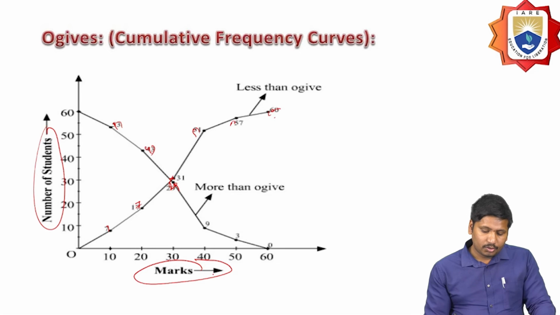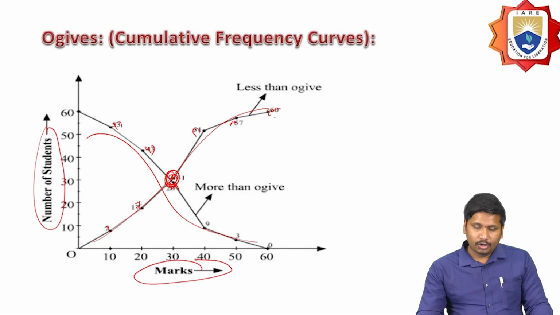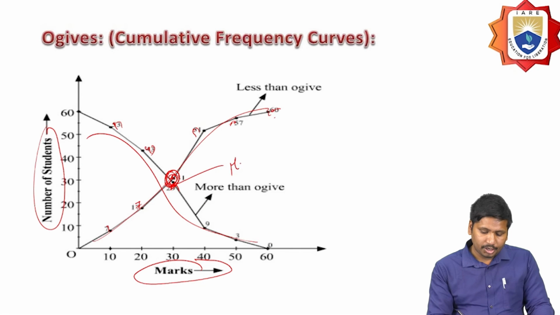So what I have to do is note down the point where the two lines intersect. That intersection point is between the less than ogive curve and the more than ogive. The intersection of the two should be the median point of the distribution. So this should be the median point of the distribution.